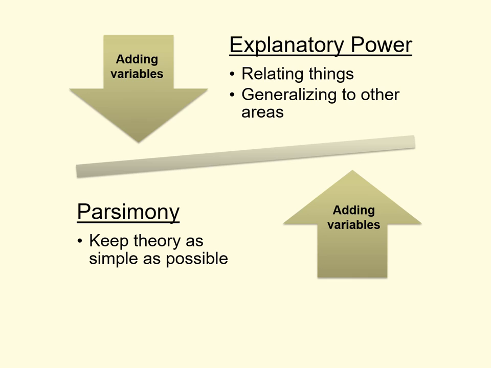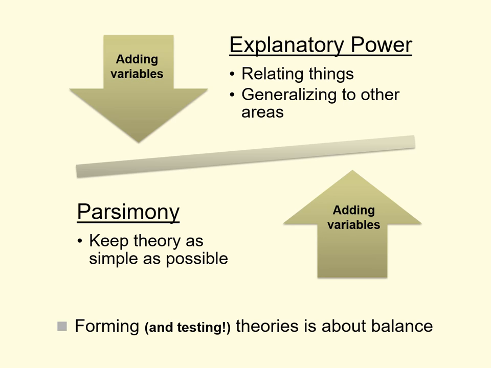That idea is that there's a fundamental balance when we're creating a theory, or a statistical model to represent a hypothesis derived from a theory, and so on. The balance is between explanatory power and parsimony. Forming and testing theories is about finding the appropriate balance. We want a theory to explain a lot without being overly complicated. A theory which is broadly explanatory and explains many different phenomena is a really good theory, as long as it's not so complicated as to be difficult to use or apply.